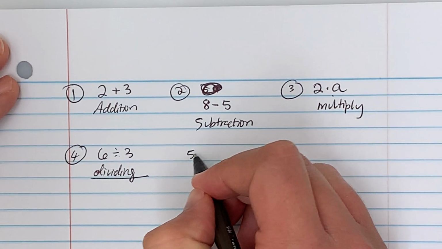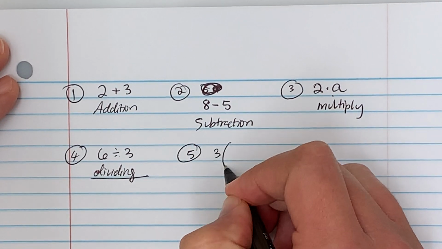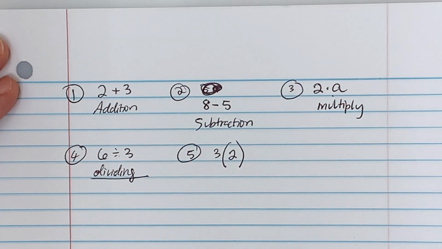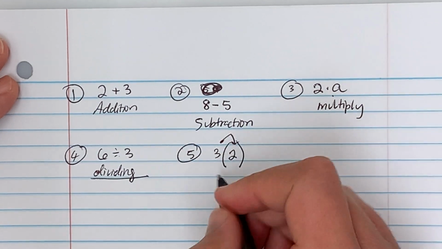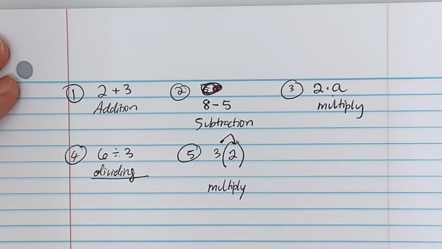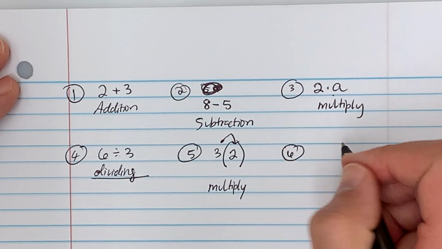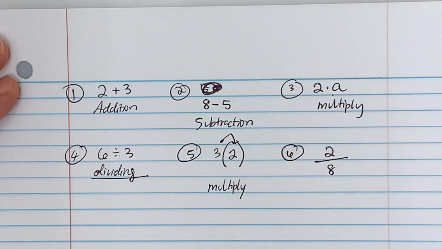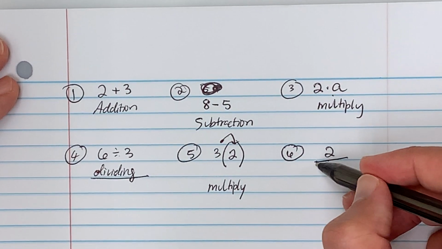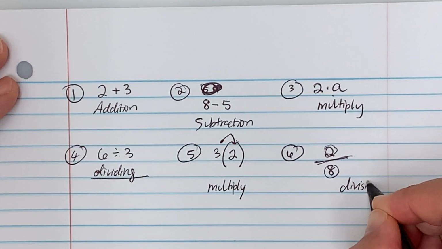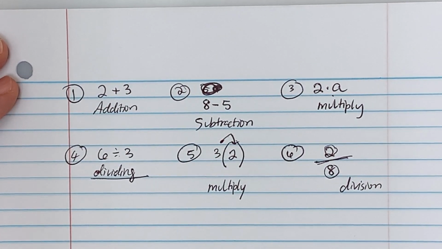Number 5. Well, remember, parentheses means to multiply, so we're multiplying again. All right, number 6. Well, 2 over 8. Well, remember, this is a big division sign, right? So it's 2 divided by 8, so that'd be division. All right, I'm gonna give you a few to do on your own.